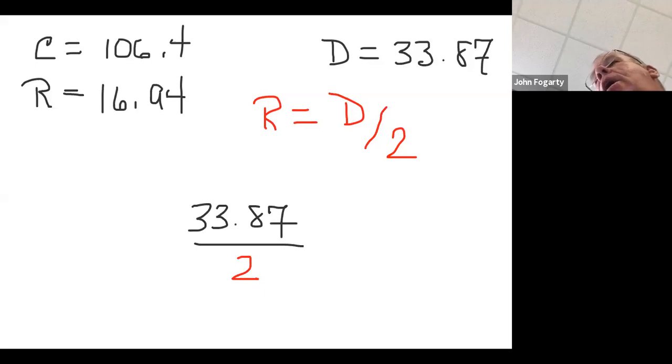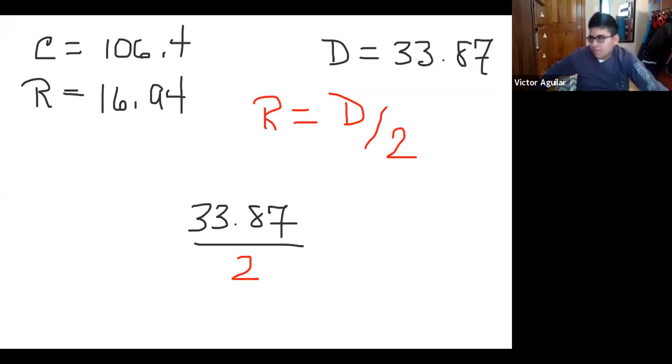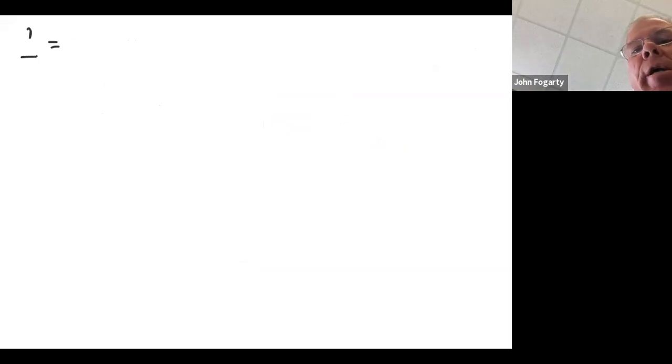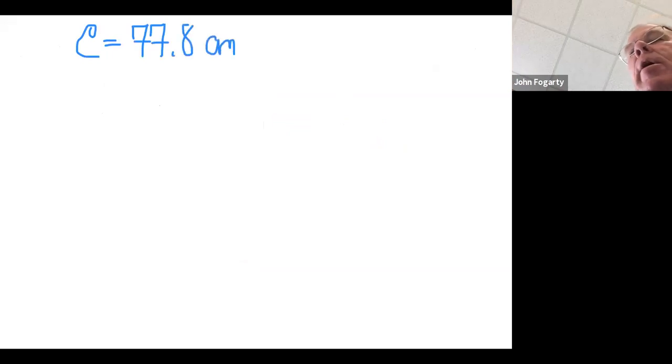Very good. All right. Let's do one more of those and then we'll be finished for the day. You guys are doing good work today. So hang in there. Ready? I got a circle, and the circumference of the circle is equal to 77.8 centimeters. Tell me the diameter and tell me the radius. Go.